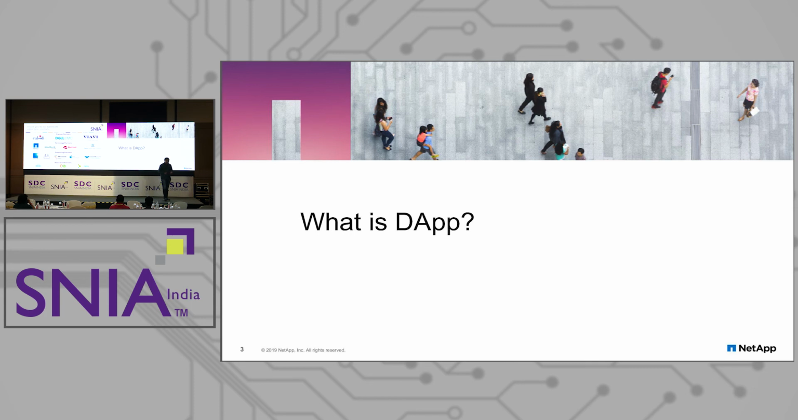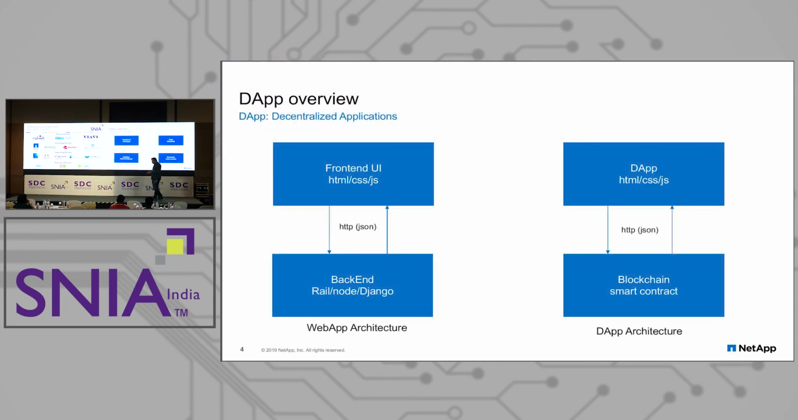Some of the key unique features of blockchain are that it is distributed and decentralized. That's why we call it a distributed ledger. And one of the key factors for blockchain is that it brings transparency and resiliency. So in order to understand at a high level, let's compare with regular web applications.